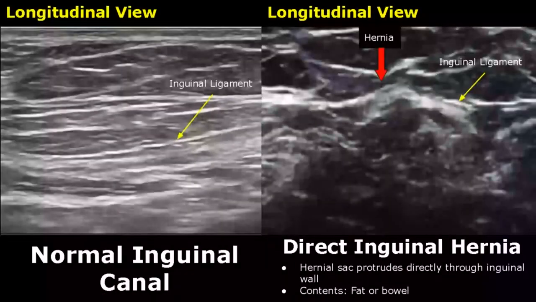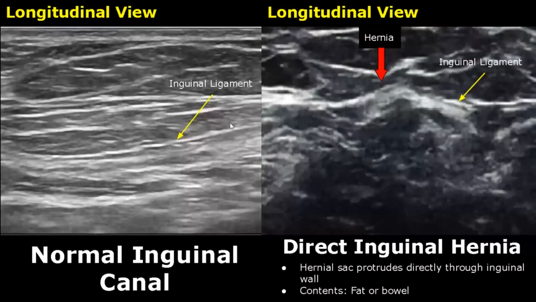Here is a longitudinal image of normal inguinal canal. This is the inguinal ligament. And over here is a direct inguinal hernia. You can see an irregularity in the inguinal ligament. This is the hernia.